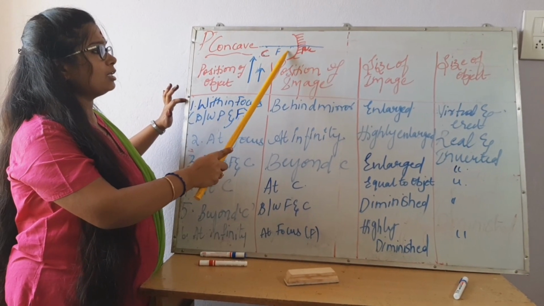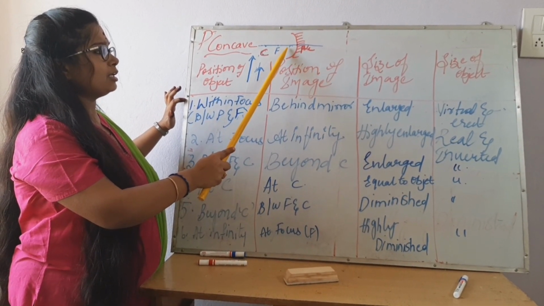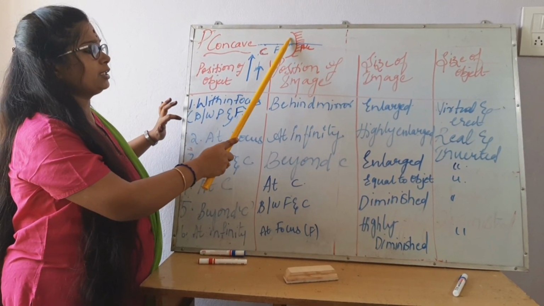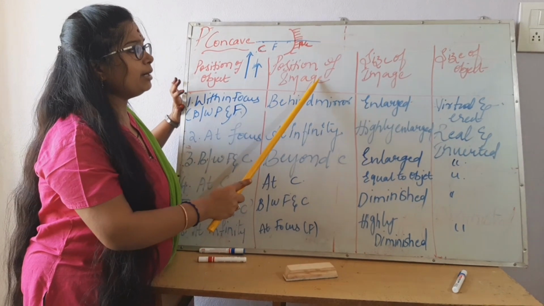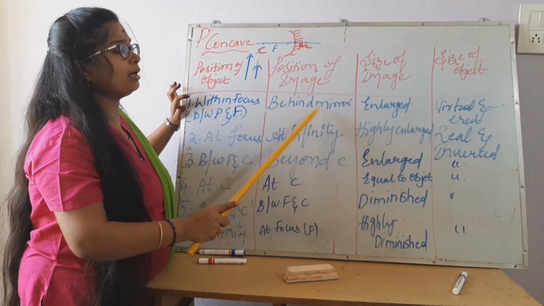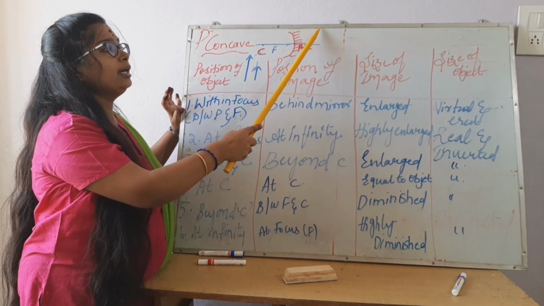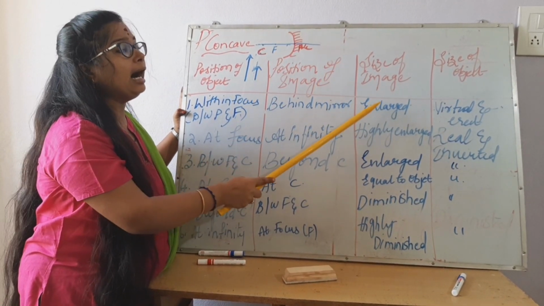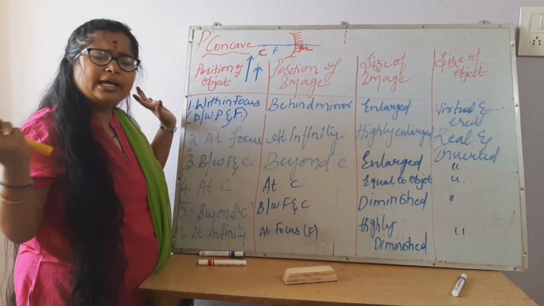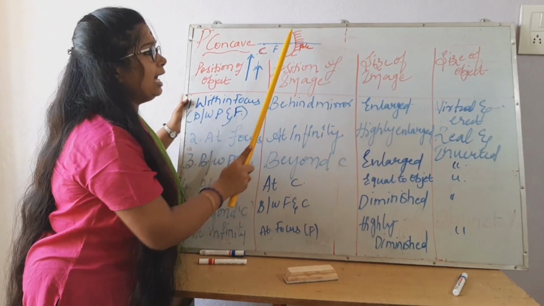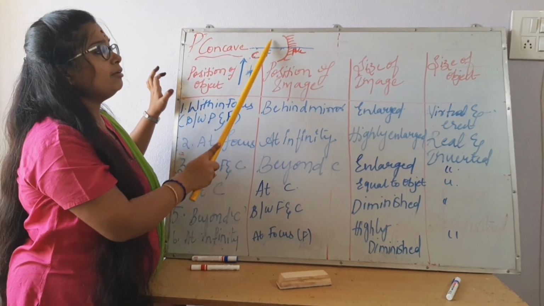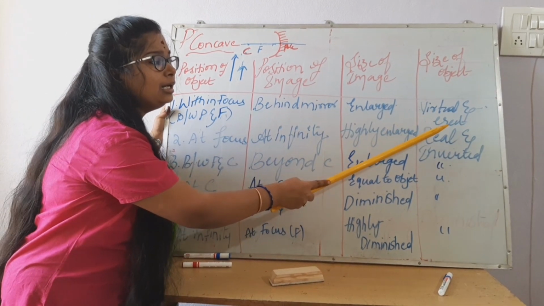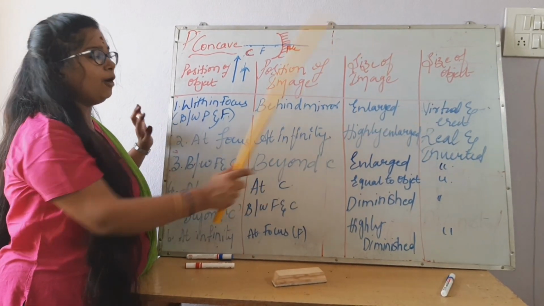Here it is kept. Within the focus means within the focus between P and F. Here the object is kept. Then, where is the image formed? Behind the mirror. Behind means back of the mirror. Here the image is formed. And how is the image? Enlarged. Big image, enlarged image. As it is behind the mirror, the rays are not really meeting, we are making them meet, isn't it? That's a virtual and erect image that will be formed.